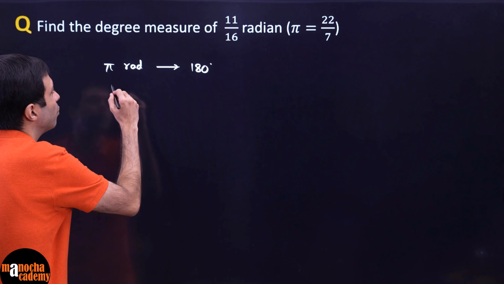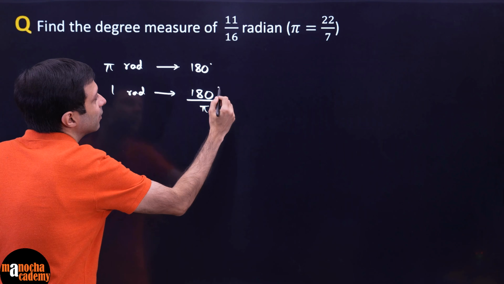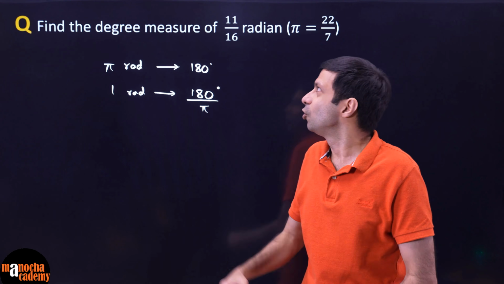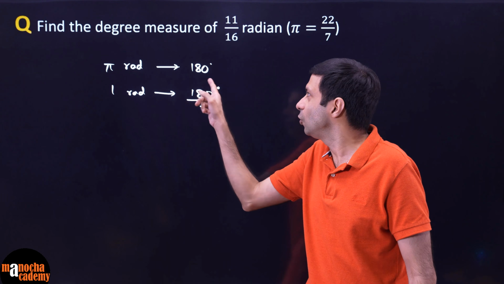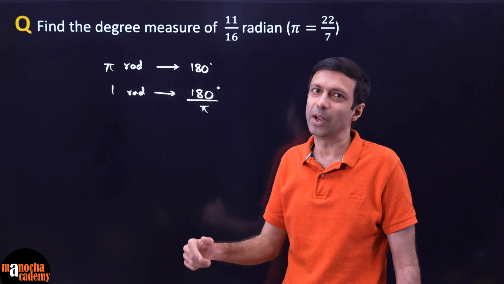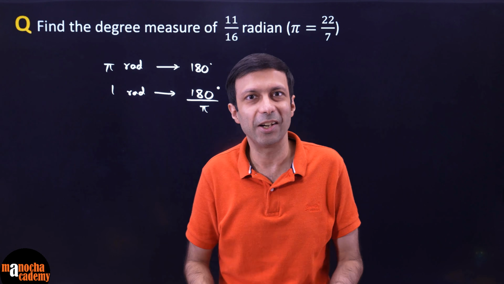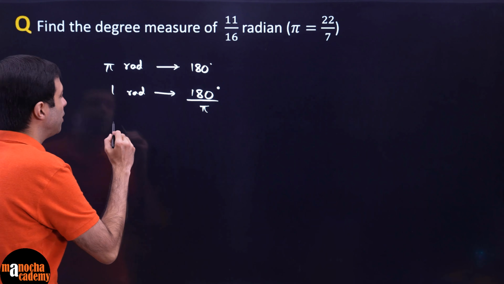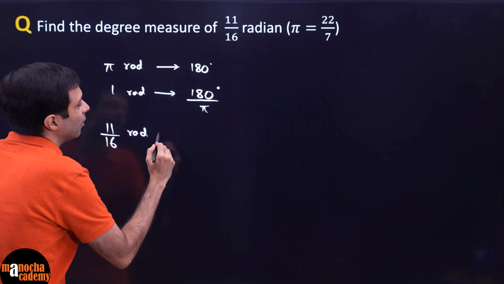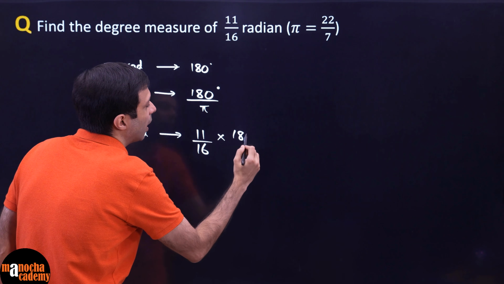So if you go by unitary method, 1 radian is 180 divided by pi degrees. So once again, you don't have to do the unitary method every time. The trick is to convert from radians to degrees, you need to multiply by 180 by pi, right? Degree to radian, pi by 180, and radians to degrees, multiply by 180 by pi. So let's go ahead and do that because we've been asked to convert 11 by 16 radian. So 11 by 16 radian, how much is it going to be? Very simple. We'll just multiply 11 by 16 times 180 by pi.